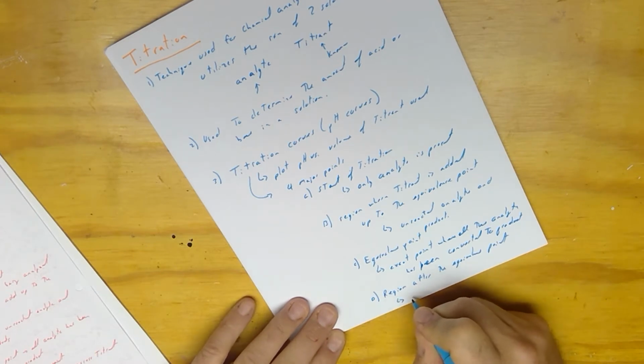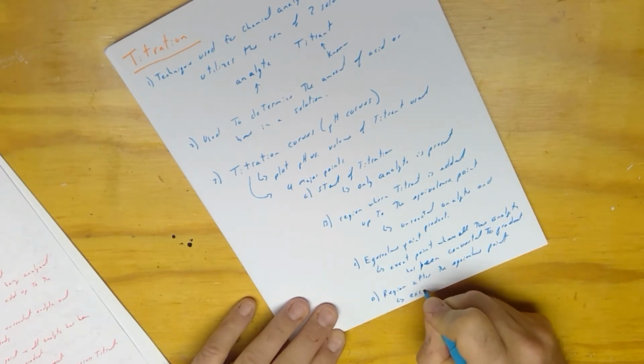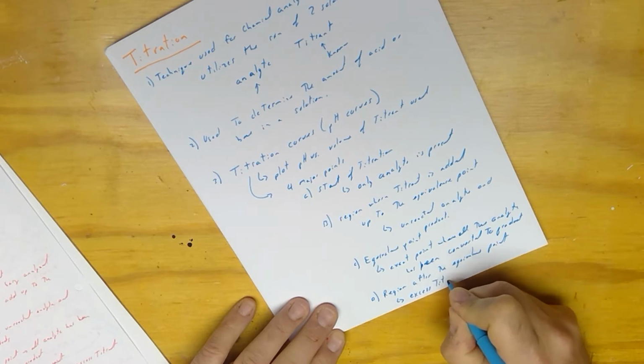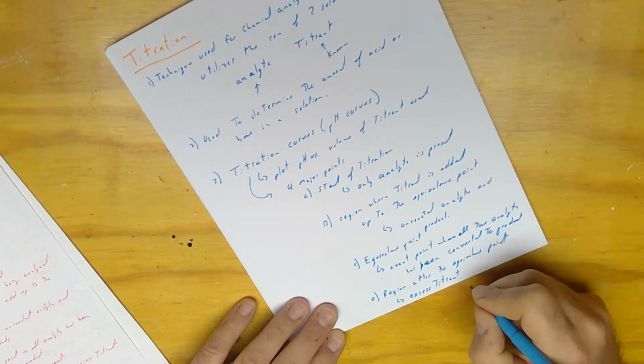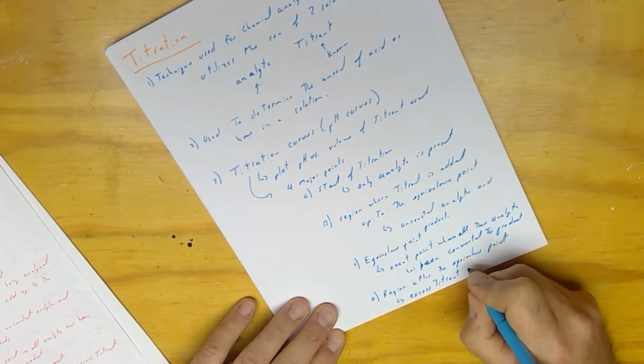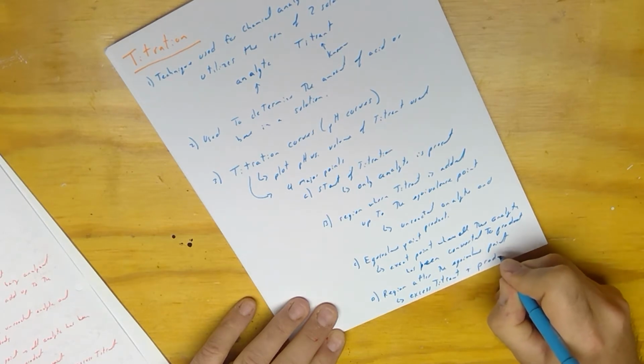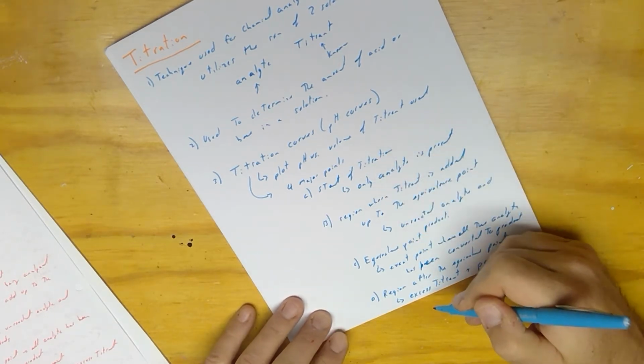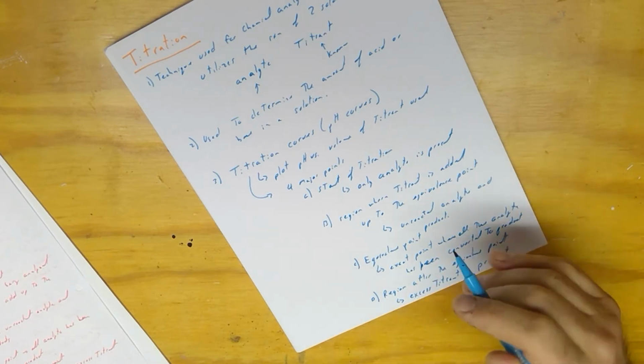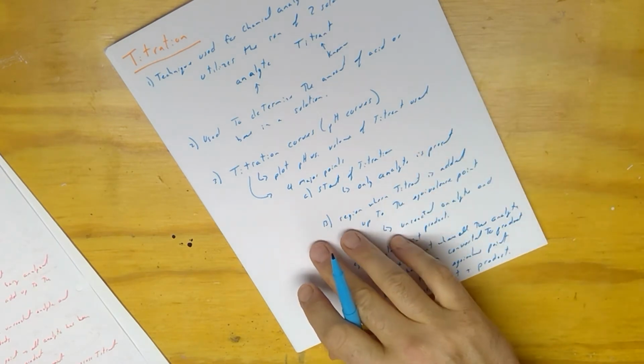This is where we have excess titrant and product. So you have regions on that graph, and we're going to be looking at all of them.